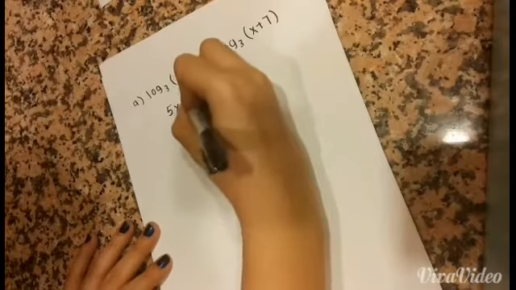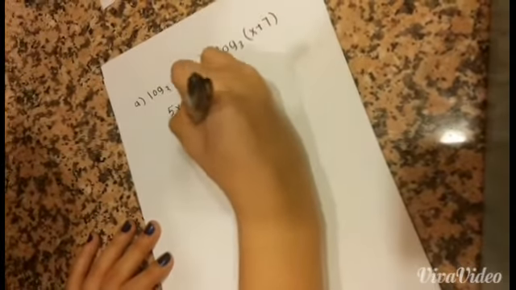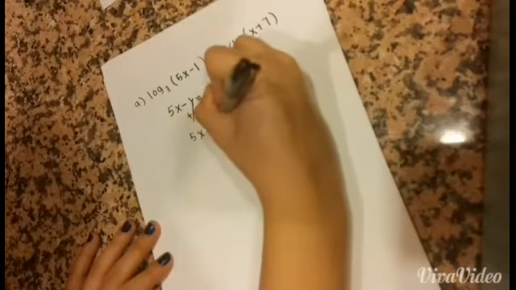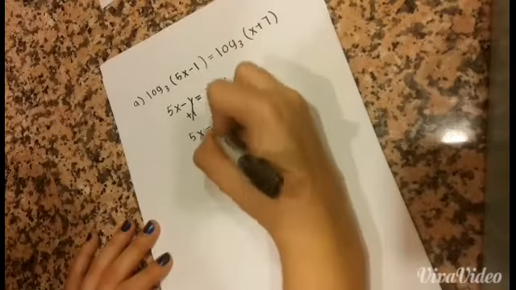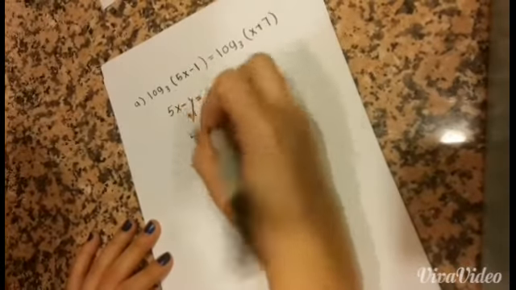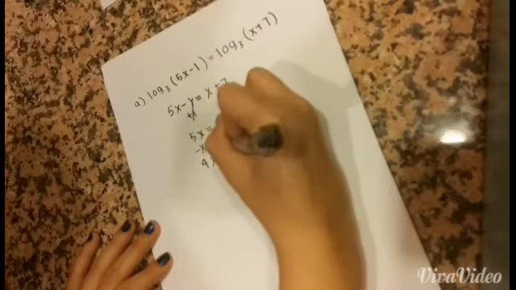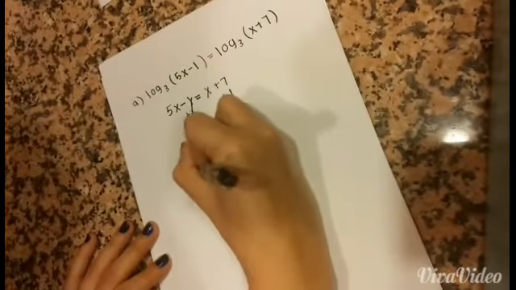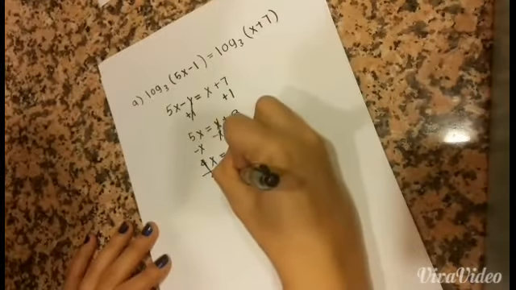So you're going to add 1. 5x equals x plus 8. And you're going to subtract the x. Left with 4x equals 8. Divide by 4, divide by 4. x equals 2.